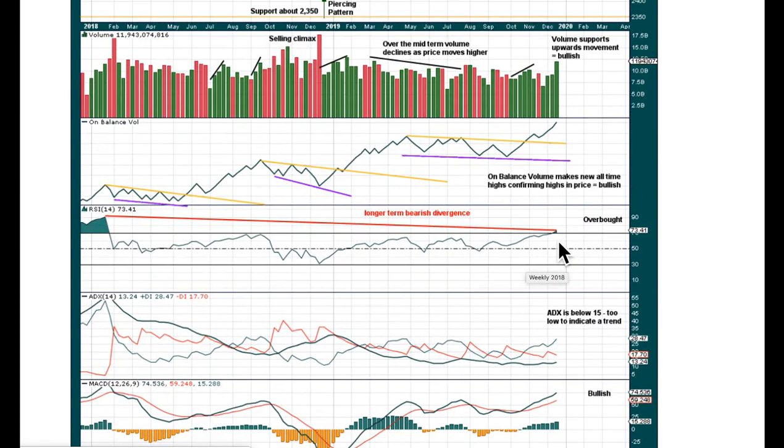RSI is overbought, longer term divergence remains, but shorter term divergence has disappeared. We can see that at the daily chart level. This longer term divergence may develop further before we see a larger trend change, or sometimes it just weakens and then disappears. But with the data in hand at this stage, there is longer term bearish divergence between price and RSI. That does not mean we have to see the end of upward movement now. It's an early warning only.